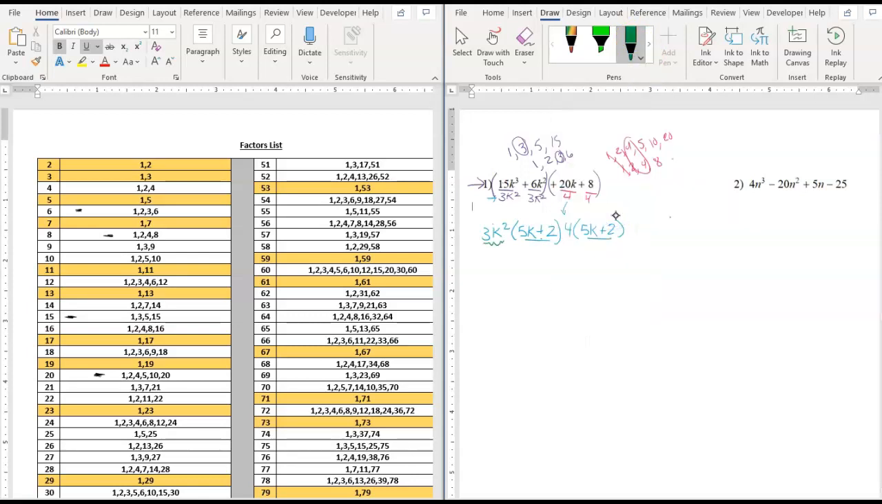So I take the outside numbers, what I divided out, 3K squared plus 4, and I put that in a parenthesis. And then my matching parenthesis gets written out once as part of my final answer. And that concludes this problem.